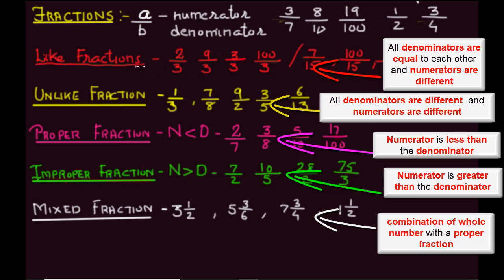In the case of like fractions, all the denominators are the same, the numerators can be different. Whereas in the case of unlike fractions, the denominators are different, the numerators can also be different. Proper fraction will have its numerator less than the denominator, as you see in the examples, and in improper fractions, the numerator is greater than the denominator. Mixed fractions is a combination of a whole number with a proper fraction. Once again, a whole number with a proper fraction.